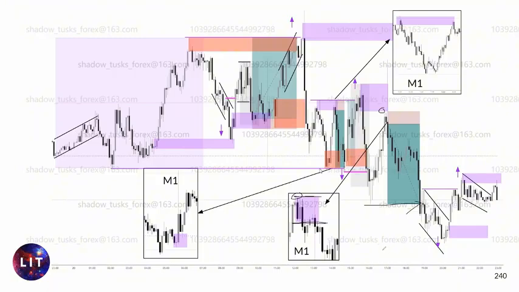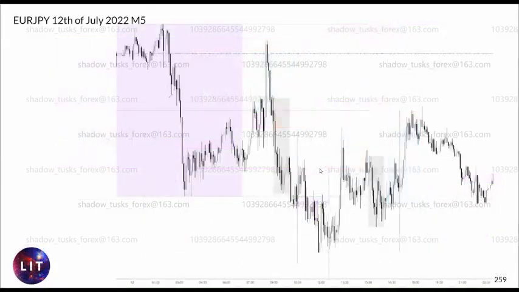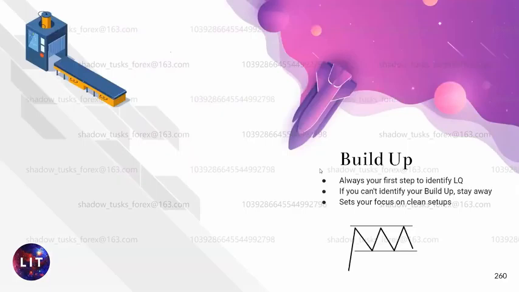As we can see, that is the simplicity approach for AU on the 20th of July. Okay, so let's jump into this one. EJ on the 12th of July 2022. Obviously, as always, this is going to be our M5 time frame. So let's jump right into it.